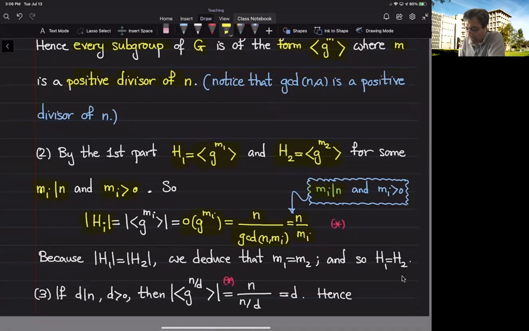Because I'm assuming that they have the same cardinality in part B, from here I can deduce that M1 is M2 because of this equality. Now, M1 is M2 implies that they have the same generator. That means H1 is H2. So this implies part 2.